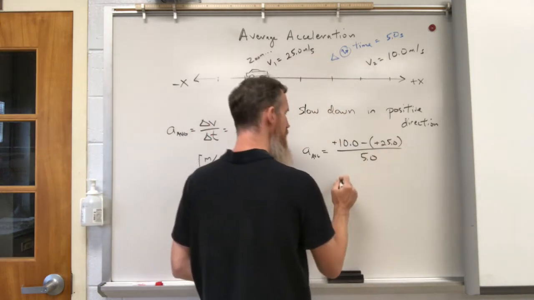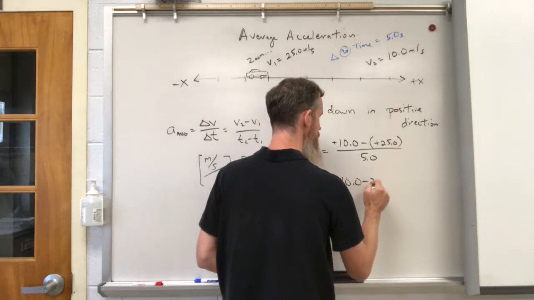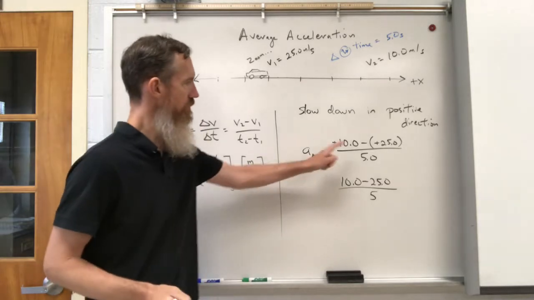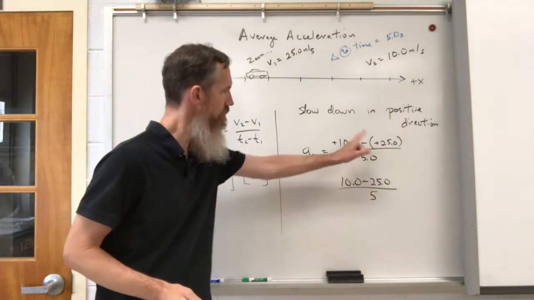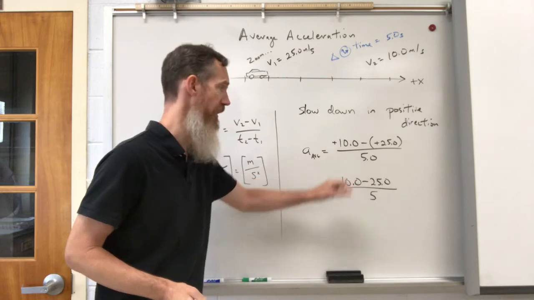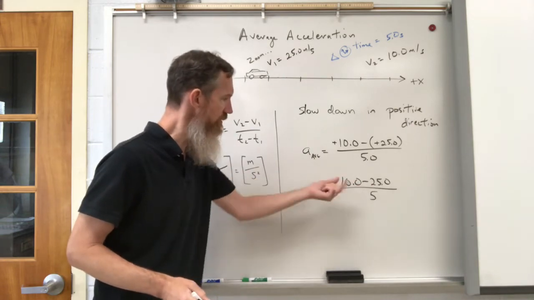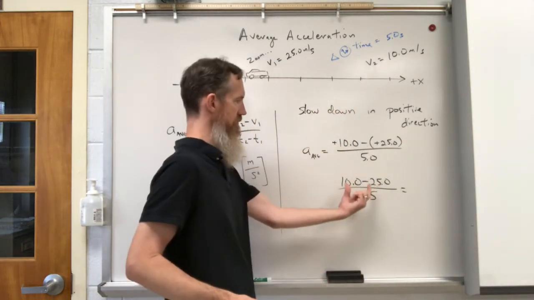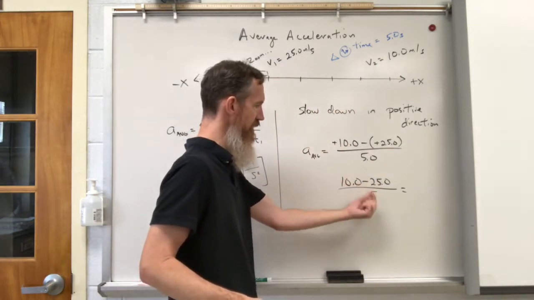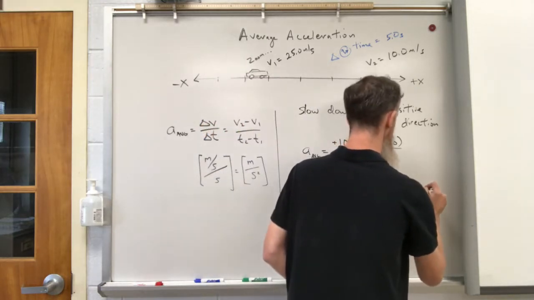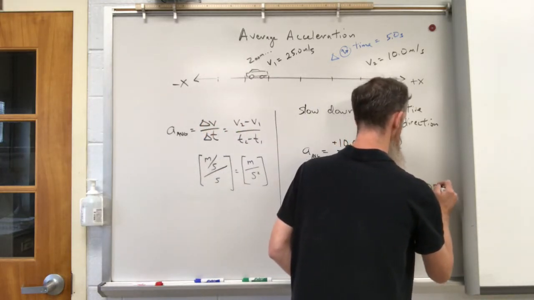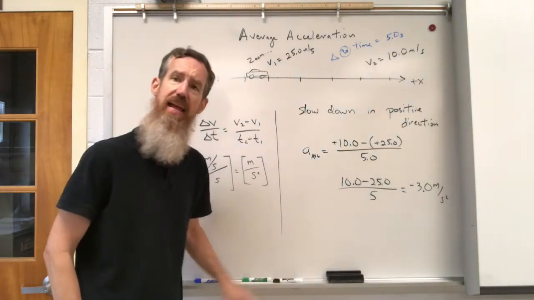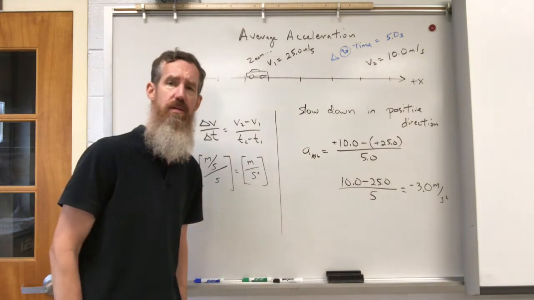Now, yes, this is going to be very easy, it's a subtraction. The initial's larger than the final. And when that happens, you'll know you're going to get a negative answer. So 10 minus 25 is going to be minus 15 over 5. You've got an average acceleration of 3 meters per second squared. But negative. That negative's important.